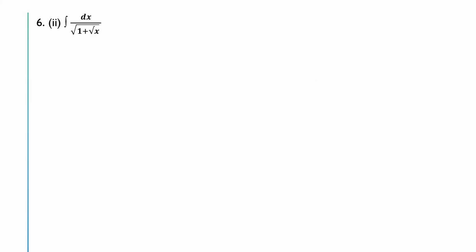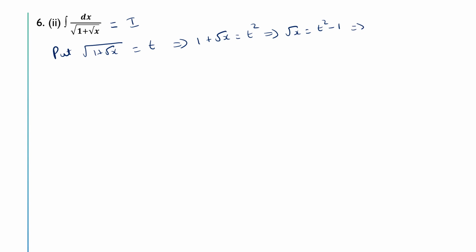Next question, integral dx by root of 1 plus root x. So let us take the given integral as equal to I. Here the substitution that we have to make is root of 1 plus root x is equal to t. So when we square both sides, we get 1 plus root x is equal to t square. Or from this we get root x is equal to t square minus 1. Or x is equal to t square minus 1 the whole square.